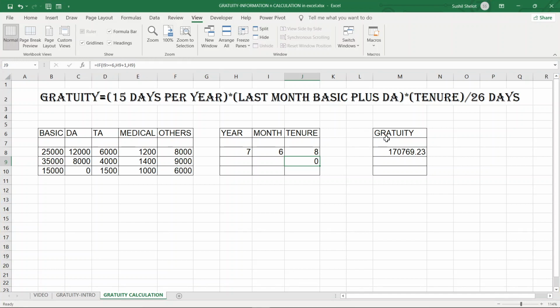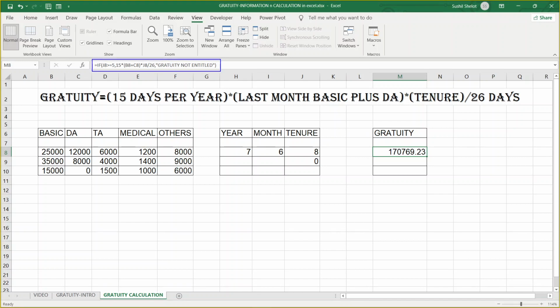Now let's get on to the gratuity calculation. So the formula here is quite simple and easy to understand. Let me highlight it for you over here. So what does it say? As I already explained, gratuity is 15 days into last basic plus DA. That means the last month of the salary slip will display the basic plus DA, multiplied by the number of years the person has served, divided by 26. So that is it. So this is what the formula says.